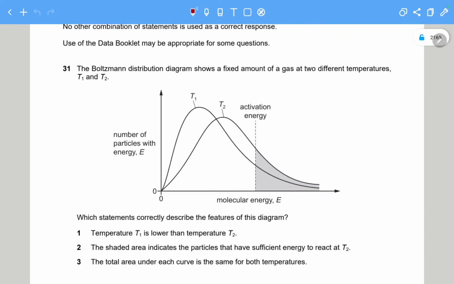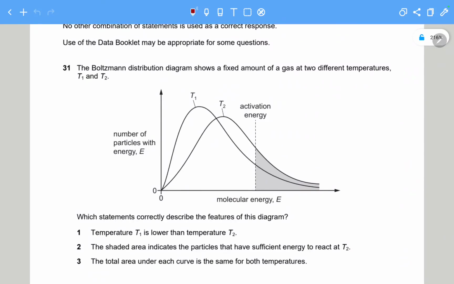The Boltzmann distribution diagram shows a fixed amount of a gas at two different temperatures, T1 and T2, right?